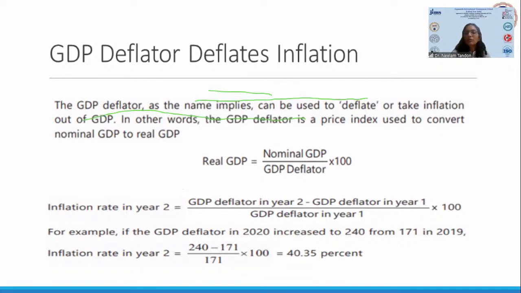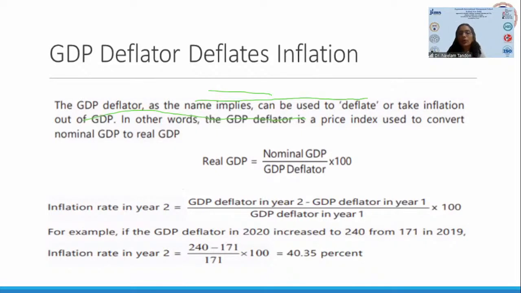If you know the GDP deflator, you can find out the real GDP value. So what is the role of GDP deflator? GDP deflator tells you what level of inflation is in the economy, and it deflates the impact of inflation. That is what it is.